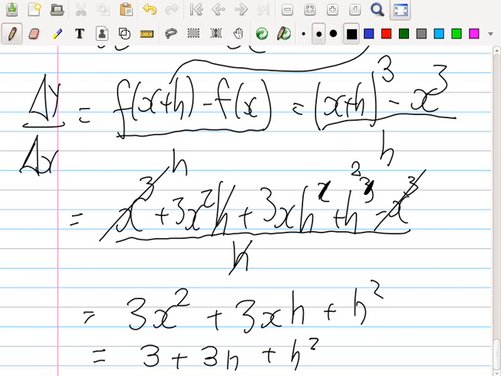Why don't you cancel the h completely? Which h completely? There are two, h squared and h cubed. I'm getting to it. h divided by h? 1. h squared divided by h? And h cubed divided by h? h squared.